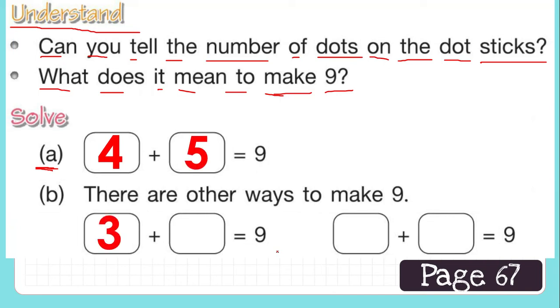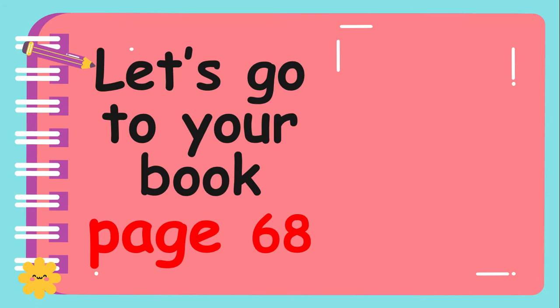Letter B, so we wrote there 3 dots, and then we wrote there 6. So if we add 3 plus 6 equals 9. Okay? And in the other sticks, we put dots. 7 dots plus 2 dots equals 9, because 7 plus 2 makes 9. Okay, so if you put them together, they can make number 9. There you go.